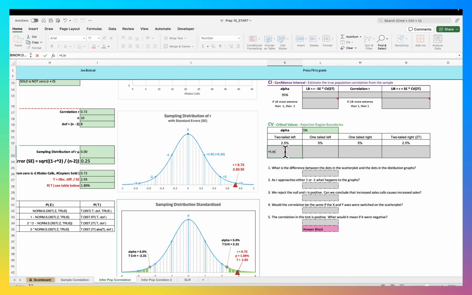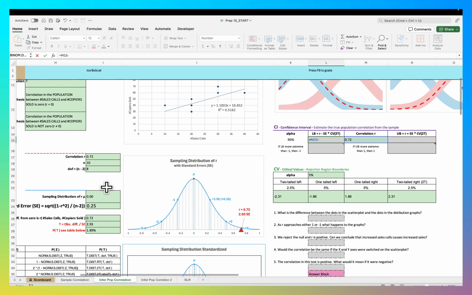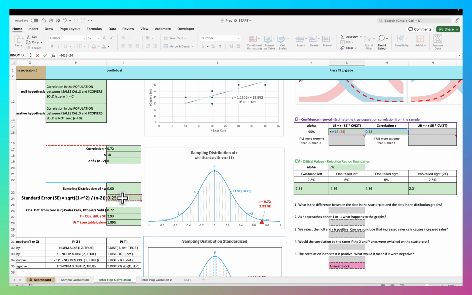So this is going to be T.INV, probability, degrees of freedom. And this would be easier to copy if I lock the degrees of freedom. And T.INV, now the probability is going to be 1 minus that. All right. And then for our confidence interval, we'll take the correlation, which is R, that number. And over here, we'll make that equal to R minus the standard error, which is over here, times the two-tailed right.